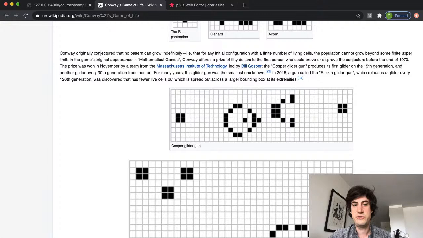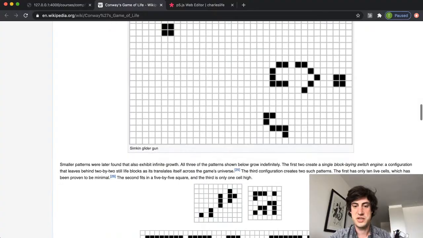If you program it so that when you click on a square it makes it alive, you could draw this in your own version of the Game of Life, and then when you press play, this would just start producing the glider gun. Then there are other glider guns that you can develop.